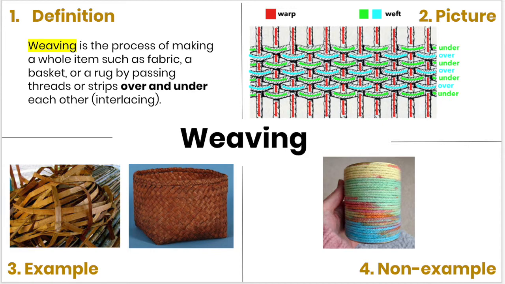Weaving is the process of making a whole item, such as fabric, a basket, or a rug, by passing threads or strips over and under each other. This is called interlacing. The second box shows you a picture of how weaving works, and I'm going to zoom into it so you can get a good look at it.